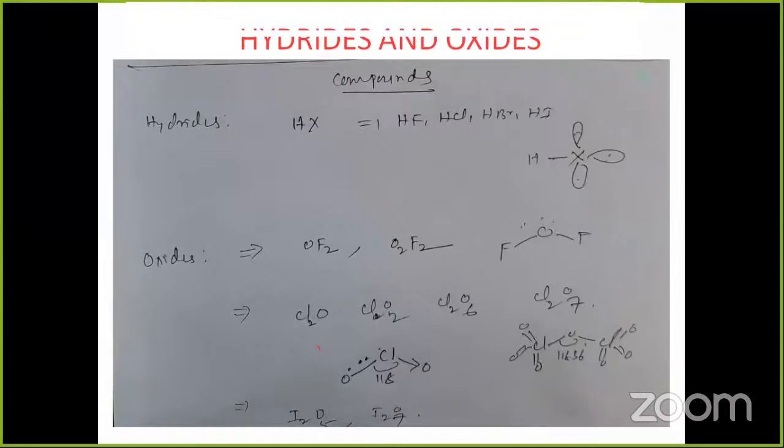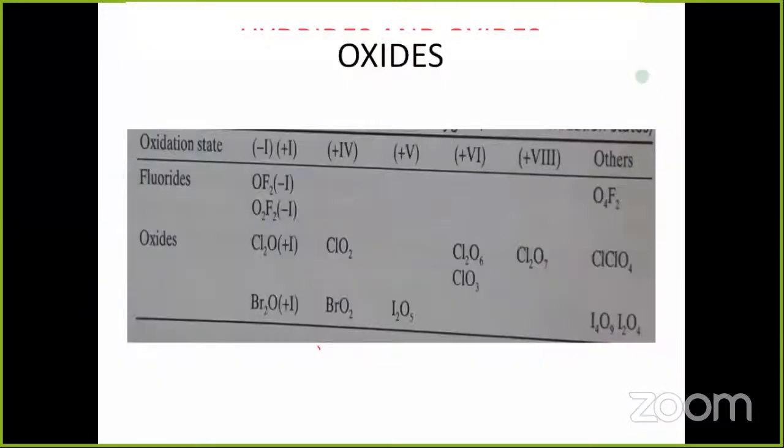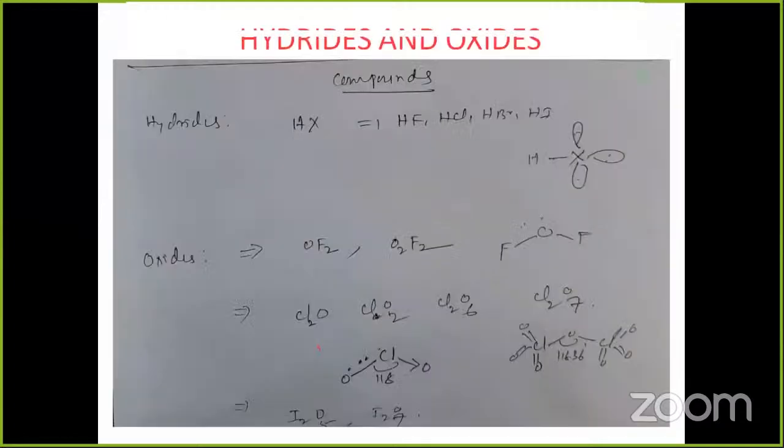This is the information about hydrides. Out of the 4, HF is available as a liquid due to the formation of hydrogen bonding. Right? You come to oxides. Let us look at the oxides table once. This is the oxides structure. Fluorine gives OF2, O2F2. Chlorine gives 4 types of oxides: Cl2O, ClO2, Cl2O6 and Cl2O7.